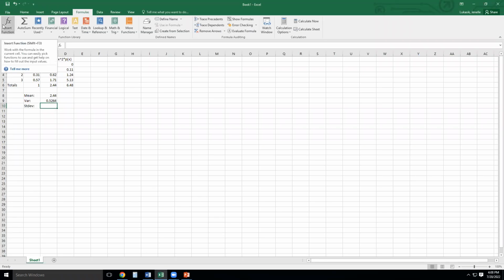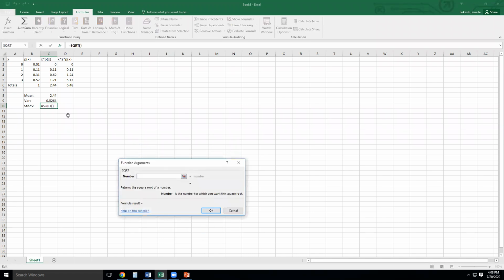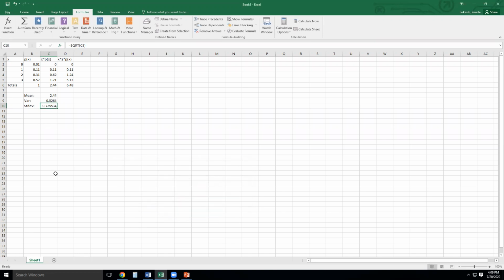Remember, if you go into your insert function and you look for SQRT, it's like square root without the vowels. That's how you can find a square root. And you just click on the one number that you want to take the square root of. So we want to take the square root of variance. And that'll give us the standard deviation.